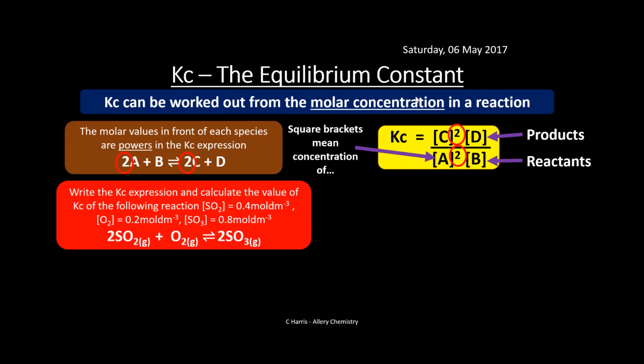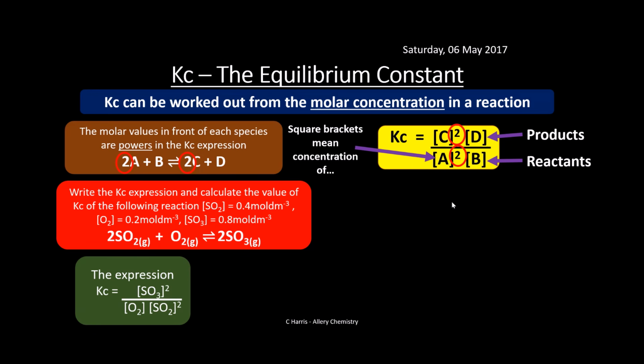Okay, so we're going to write the Kc expression, and we're going to calculate the value of Kc of the following reaction. So here we've got a concentration of SO2 is 0.4 moles per dm cubed, concentration of O2 is 0.2 moles per dm cubed, concentration of SO3 is 0.8 moles per dm cubed. Here's the reaction. So what we're going to do is write the Kc expression. Dead easy, really. Kc equals [SO3] squared over [O2] [SO2] squared. Products divided by reactants. Look at the moles, put them as powers.